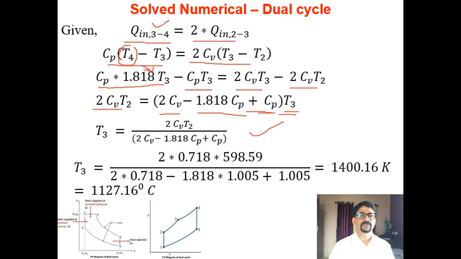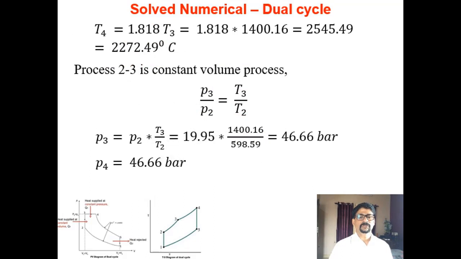Substitute and simplify. You will get T3 as 1400.16 Kelvin or 1127.16 degree Celsius. Step by step you have to do the simplification. Take a paper and pen and simplify. Don't just look into the slides. Once you find out T3, you can easily find out T4, because T4 you already derived an expression linking T4 with T3, which is T4 equal to 1.818 T3. So you'll get it as 2545.49 Kelvin or 2272.49 degree Celsius.